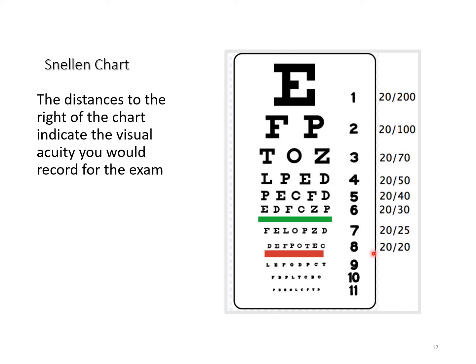So 20/20 means that people can see the letters on the line designated as 20/20 from a distance of 20 feet. A person whose vision is 20/200, right? So now we're at 20/200, this one up here. A person whose vision is 20/200 can see an object from 20 feet away that a person with 20/20 vision can see from 200 feet away.